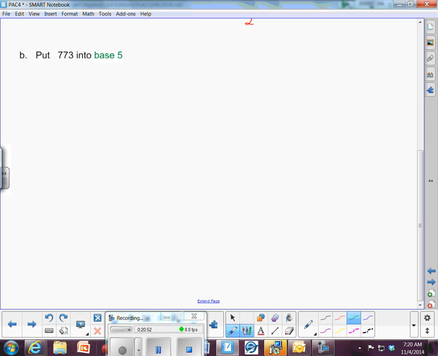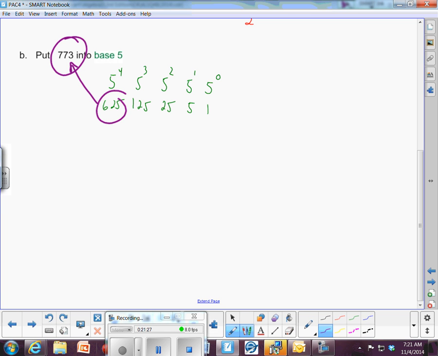Okay, the start. How do you start? You need the place value multipliers. 5 to the 0, right? It's always the first one. And I'm going to put underneath, that's a 1. 5 to the first is a 5. 5 squared is a 25. 5 cubed is 125. 5 to the fourth is a 625. Okay, now I'm in the ballpark, right? I think I've gone enough. I'm ready for my division.